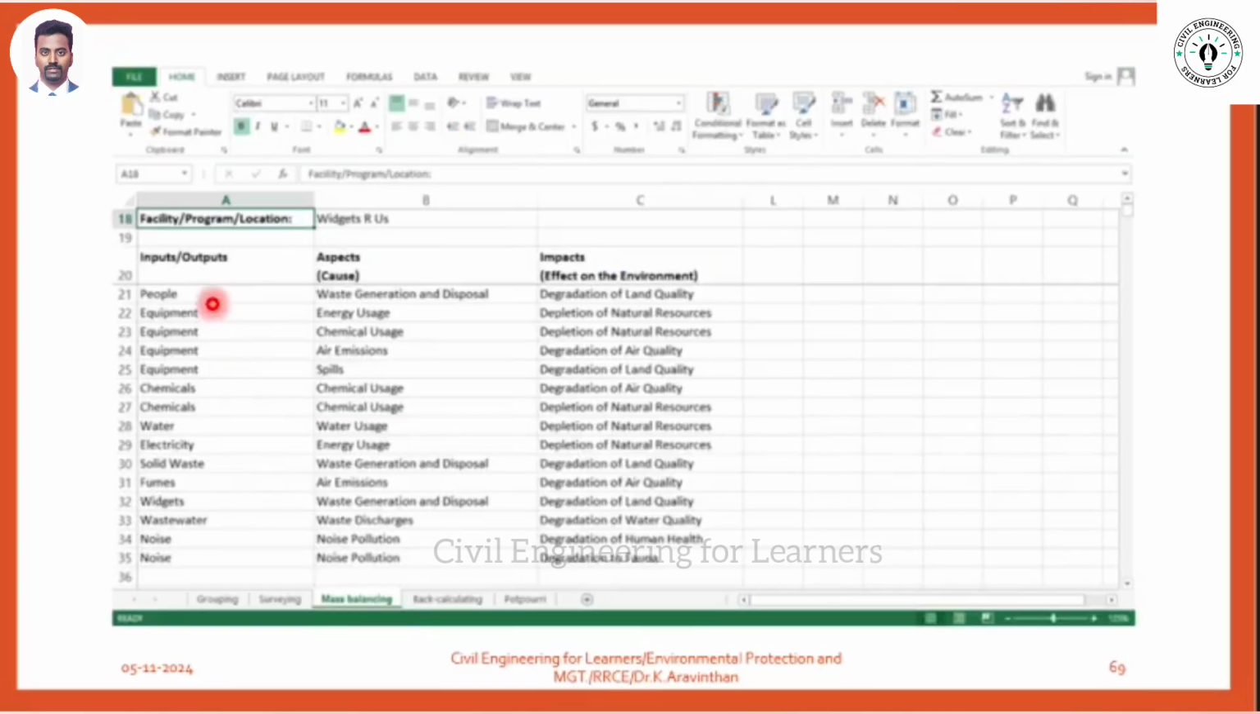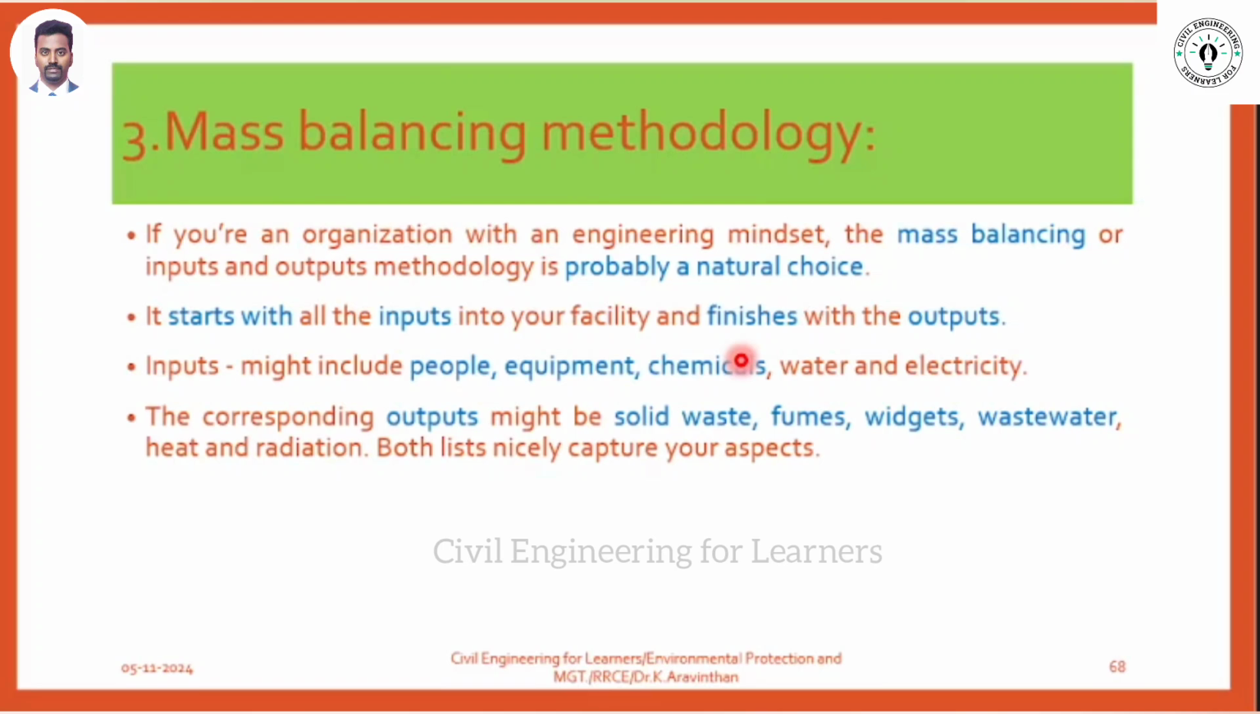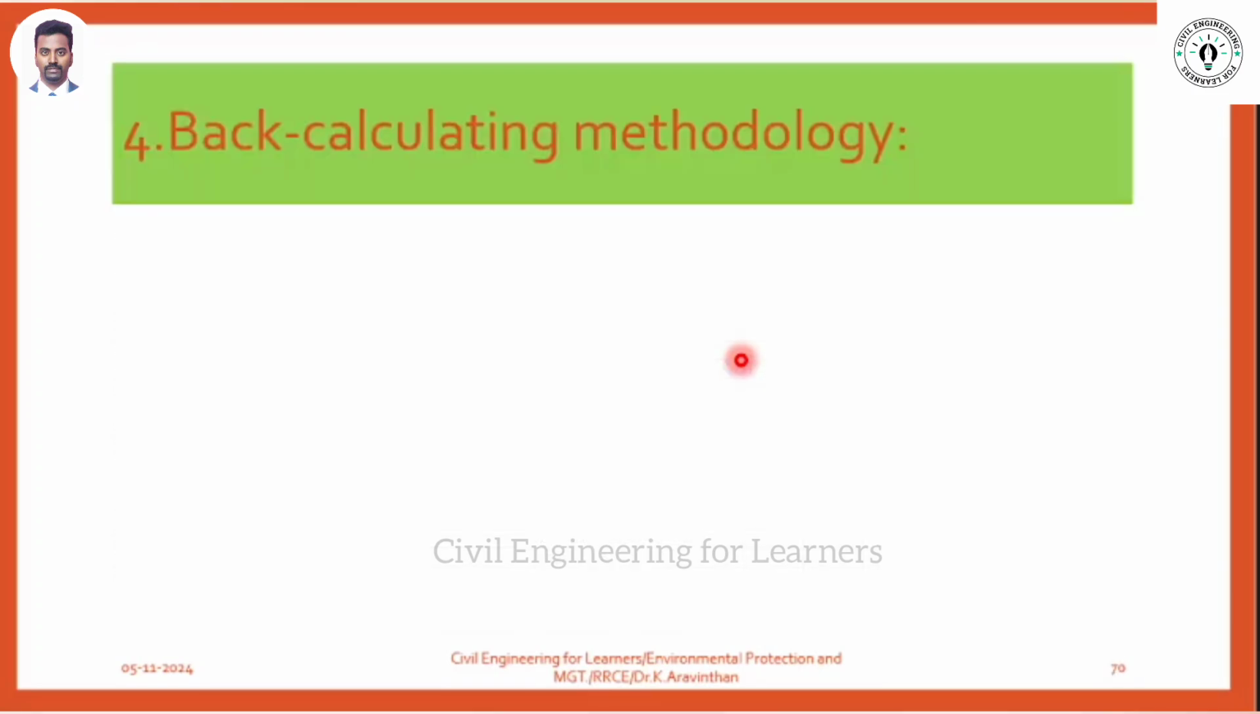Now, can you see this spreadsheet? What is the first column? Input and output. So this is a methodology. According to input and output, what are your aspect and impact? If you are using equipment, what is the aspect? You can use equipment for energy, chemical, air emissions. What are your outputs? Depletion of natural resources and depletion of air quality, etc. Mass balancing methodology depends on what? Input and output.